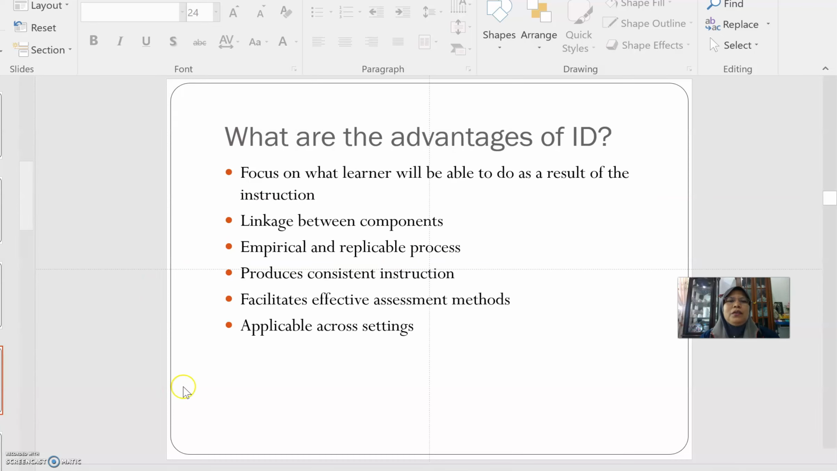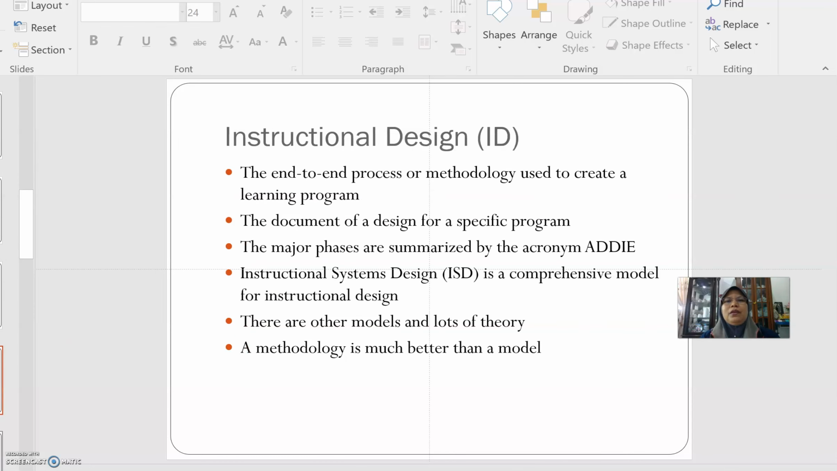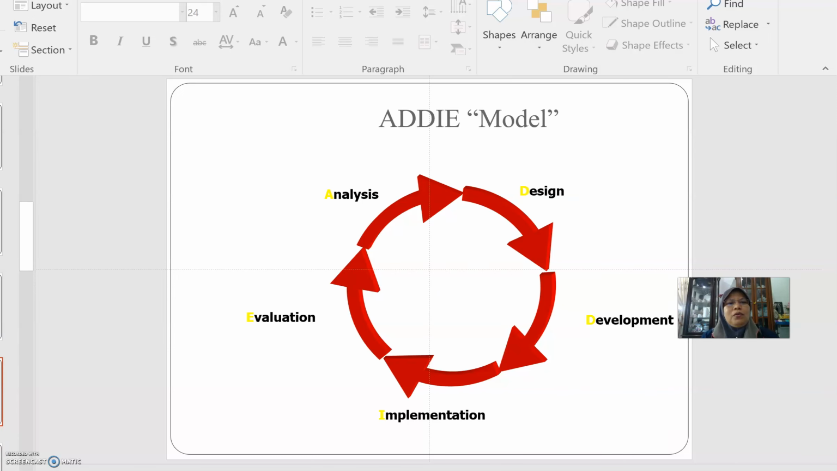What is the advantage? If you can see here in the learning, we need to understand the components and the assessment. This is just to make sure that the learning happens, step by step. What is the ID? There are a lot of models, and the models need to be understood. For this subject, try to imagine yourself as an instructional designer. You will design the content, and you need to understand the underlying principle behind the content. So this is all about the ADDIE model.